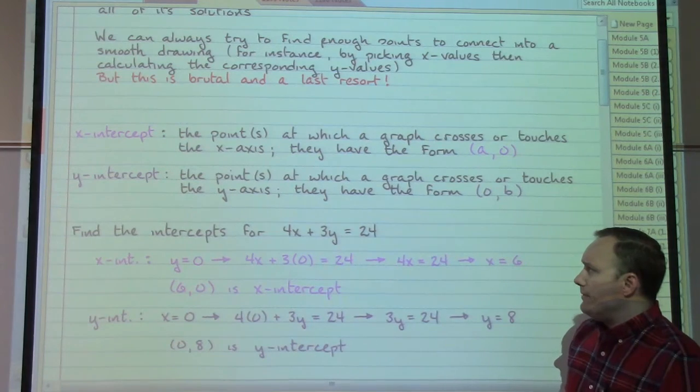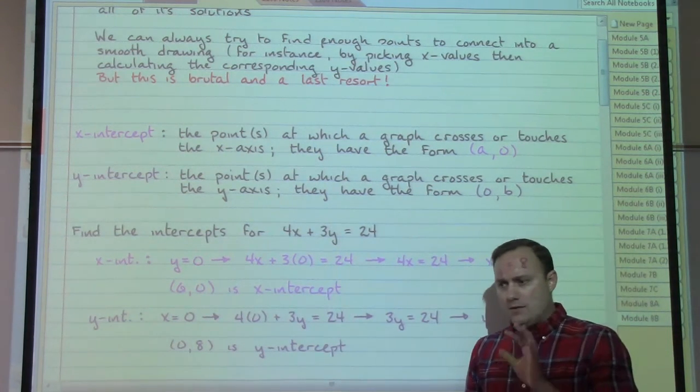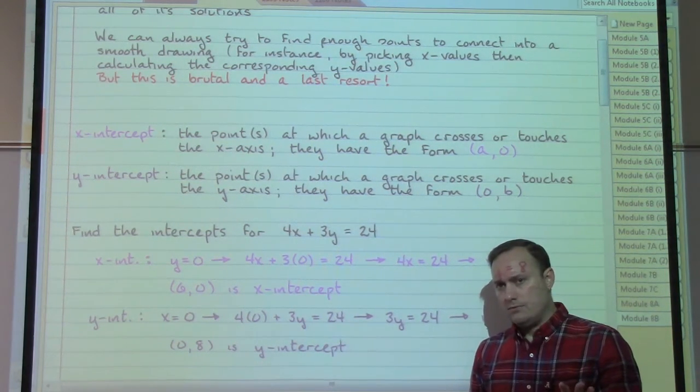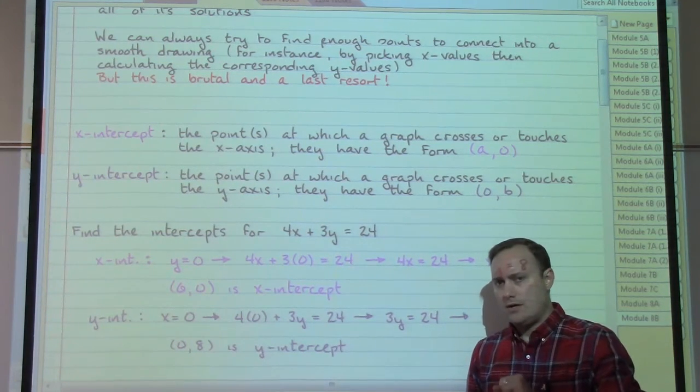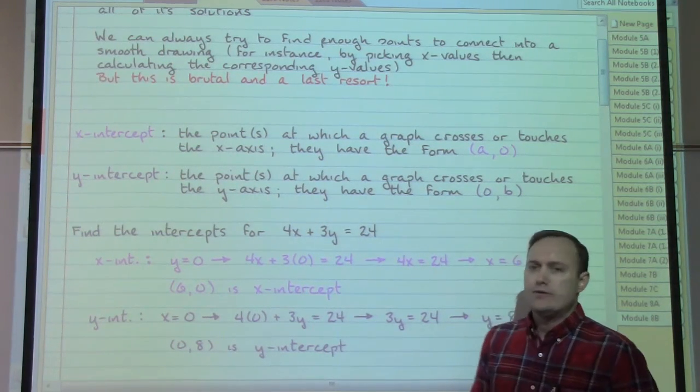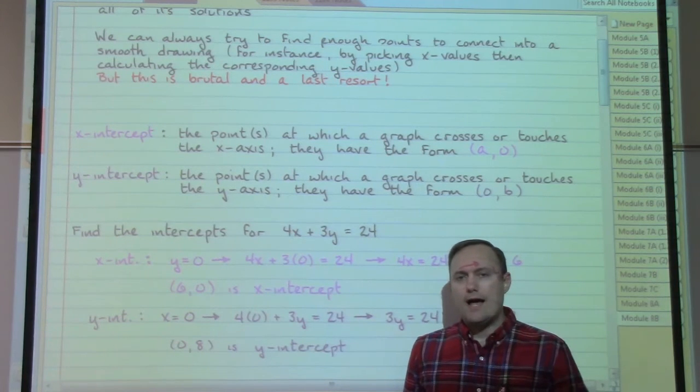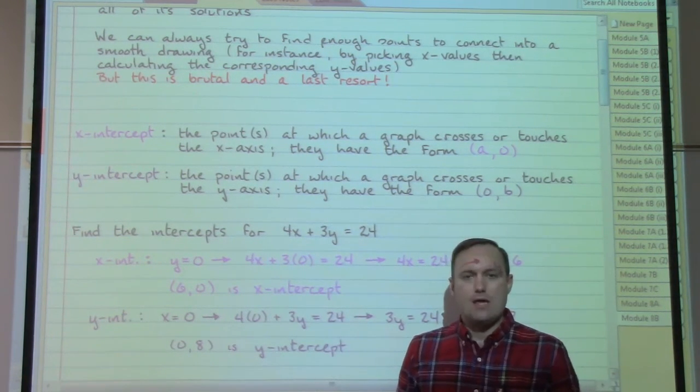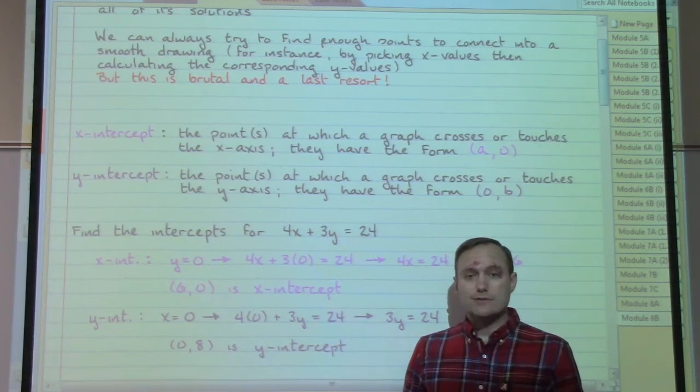The X-intercept has every single time a nice starting place for me. The X-intercept, basically I'm looking for an X. That means I have to know something about the Y, and it's always the same thing. It's that the Y is 0.